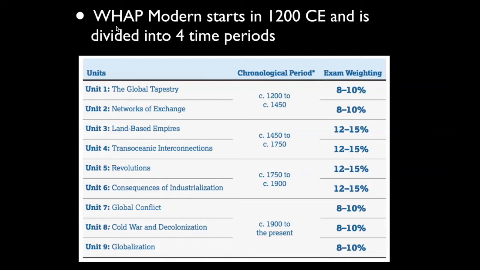World history is essentially just the human story. And the human story can be broken down into different chapters. And those chapters are chronological. And the College Board does that for us. So the College Board has given us our chronological time periods. Those are these, and they've divided it up into 9 units.